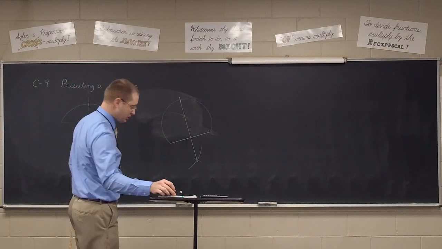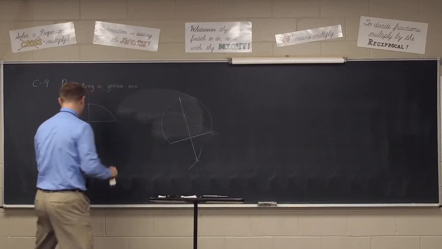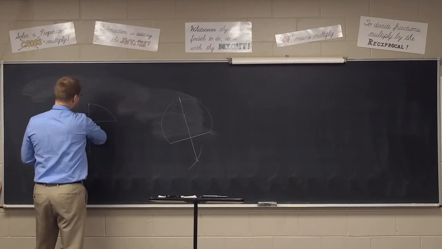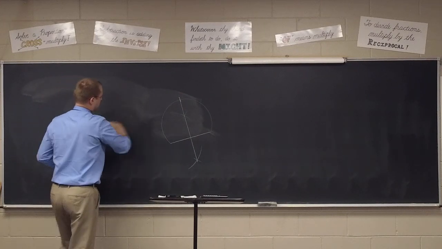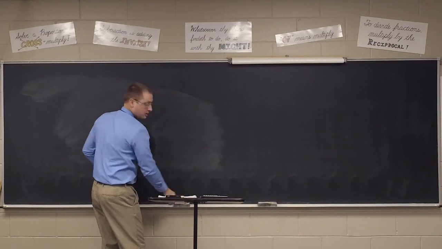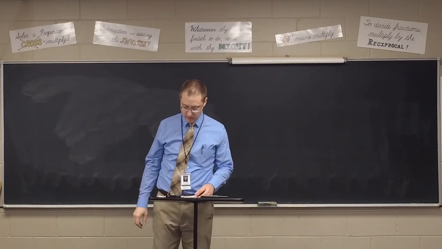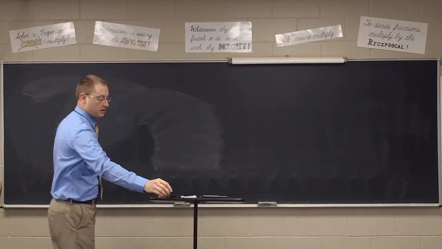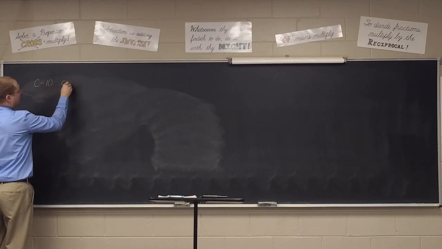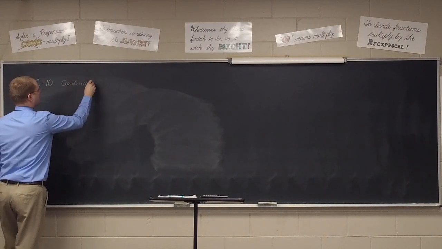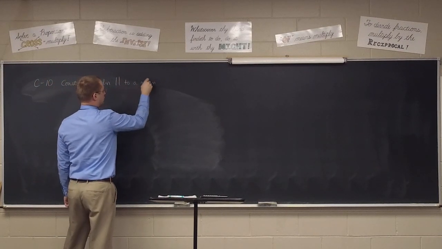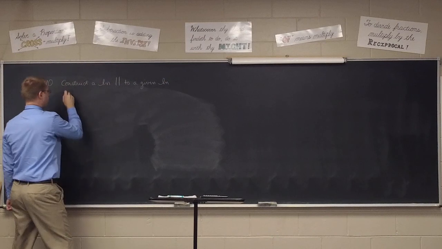All right, new page in your construction section. Next page in the construction section, top of a new sheet of paper, construction 10, C-10. Construct a line parallel to a given line through a given point.